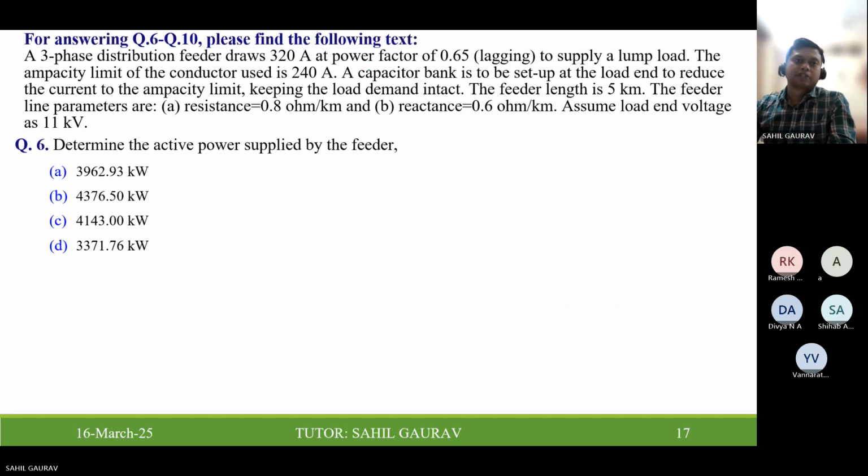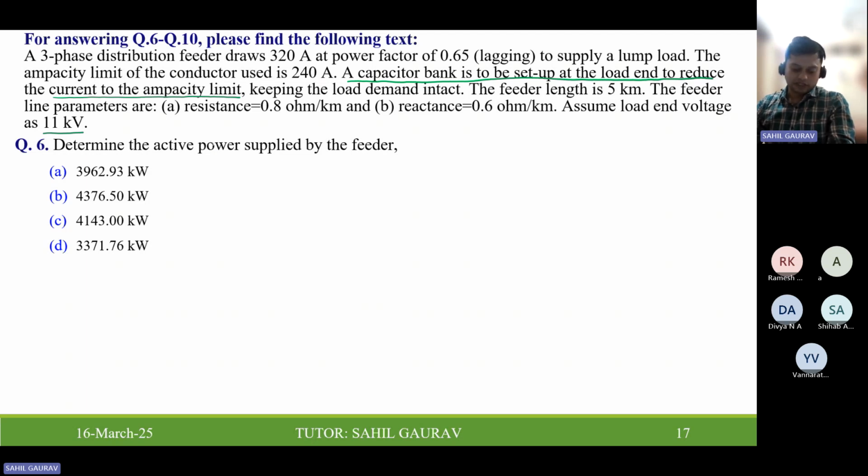So without the capacitor, it is drawing 320 ampere current flowing through the feeder. Now we have placed the capacitor bank to reduce the current to its ampacity limit. With the help of the capacitor, the current flowing through the feeder is reduced from 320 ampere to 240 ampere. The feeder length is 5 kilometer. The feeder line parameters are resistance 0.8 ohm per kilometer and reactance 0.6 ohm per kilometer. Assume load end voltage as 11 kV. You have to determine the active power supplied by the feeder.